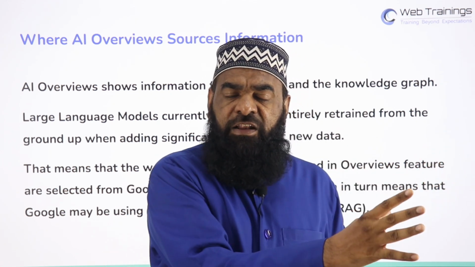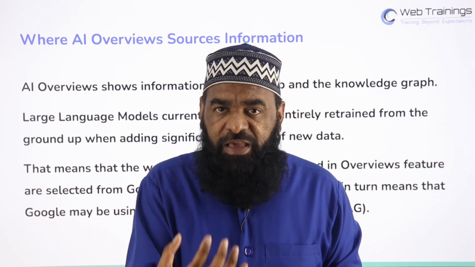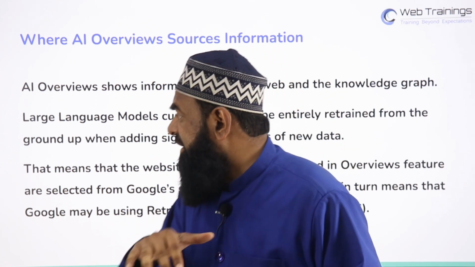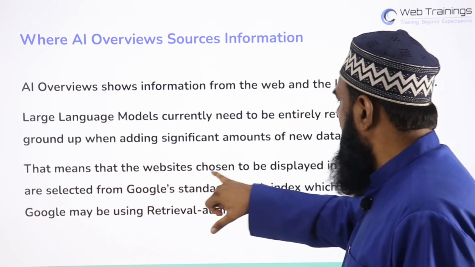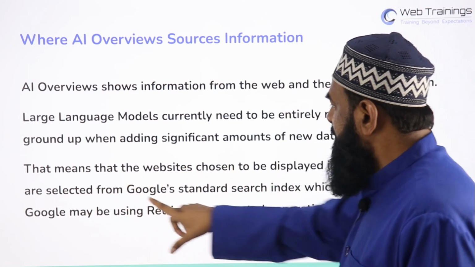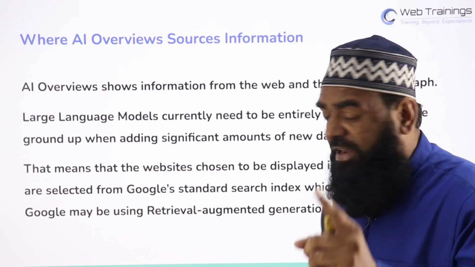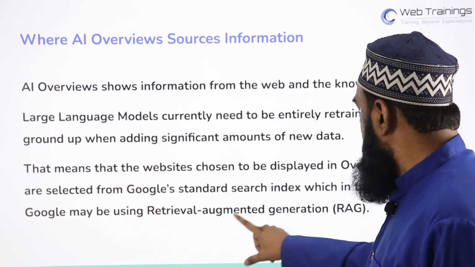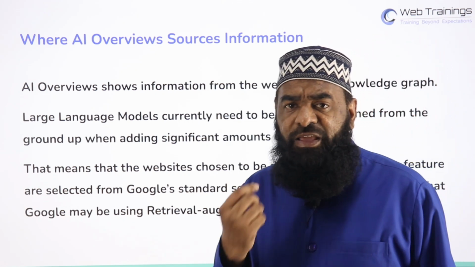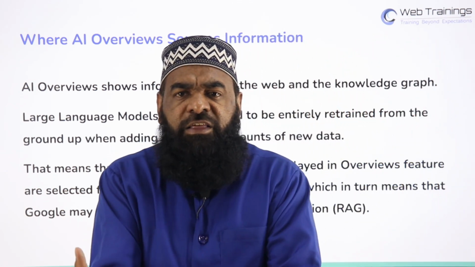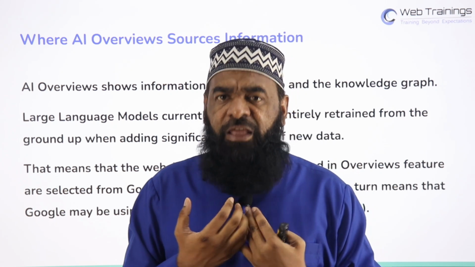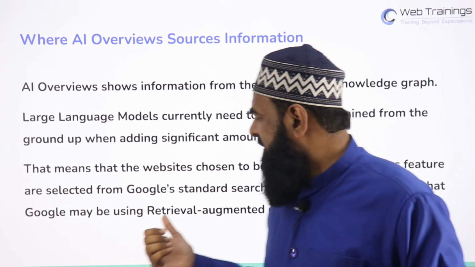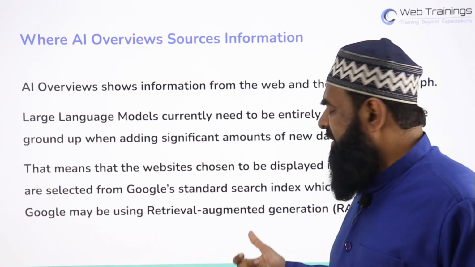Once the data is there in the LLM system, the generative AI, that's basically the automated system, the AI machine, can generate the content. That means the websites chosen to be displayed in the overview feature are selected from Google's standard search index. In turn, it means Google may be using retrieval augmented generation, which is called RAG, where they already have the data, so they take the data from there and use it to generate a new answer from that, which is basically called retrieval augmented generation.